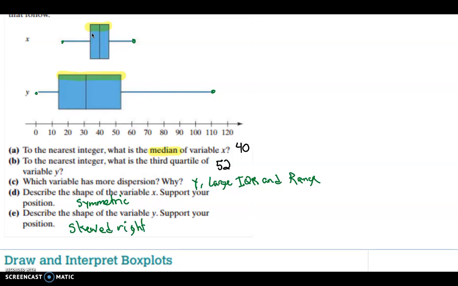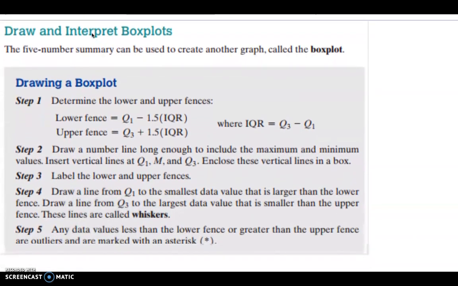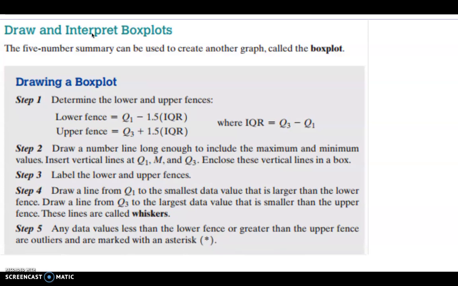Okay, and so that's how we can get some understanding about the distribution by looking just at the box plot. If you were to draw a box plot, here's the route you're going to take. First, you want to determine the upper and lower fences. Again, those were Q1 minus 1.5 times the interquartile range, and Q3 plus 1.5 times the interquartile range.